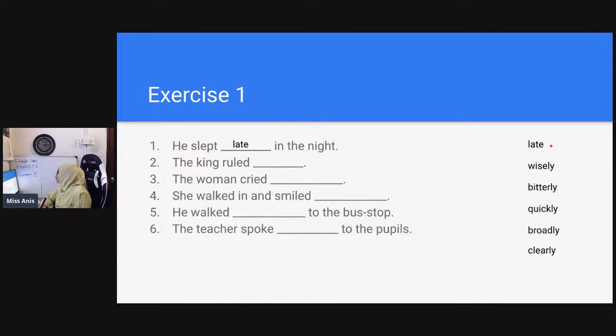Okay, late, lupa tadi nak buat cross. Okay, tak apalah. So late ni cross. So tinggal 1, 2, 3, 4, 5. Okay, so wisely, bitterly, quickly, broadly and clearly. So kalau the king rule ni maksudnya raja rule memerintah. Okay, so kalau orang yang memerintah selalunya kita akan kaitkan wisely. You know what? Wisely will be the best choice. Okay, yang lain macam tak kena juga.